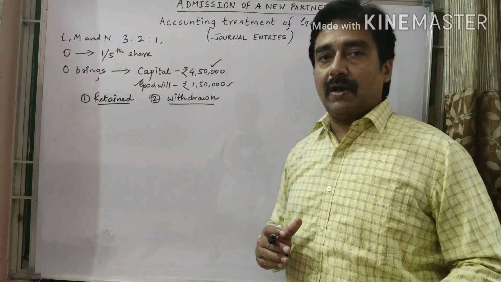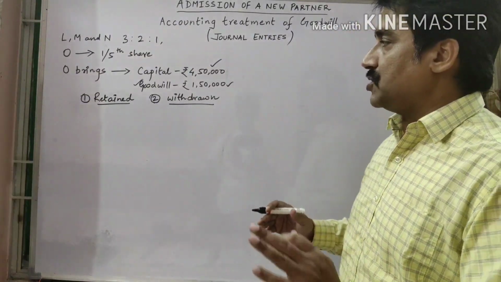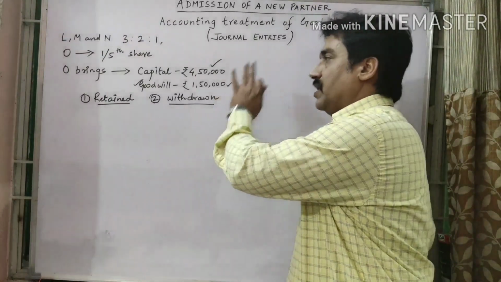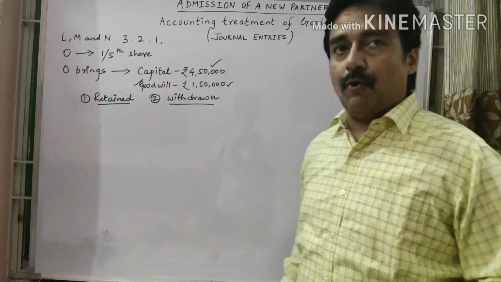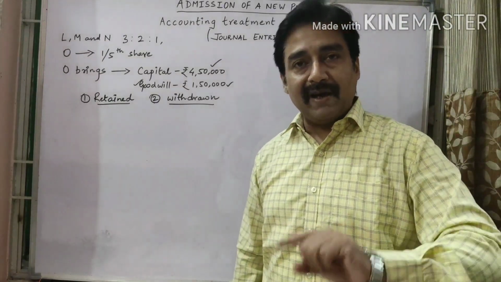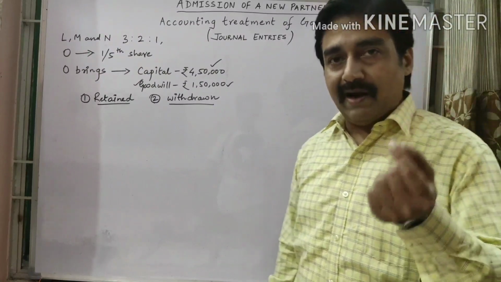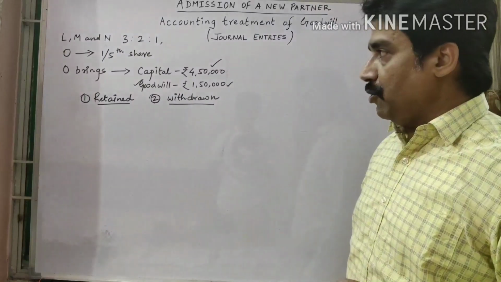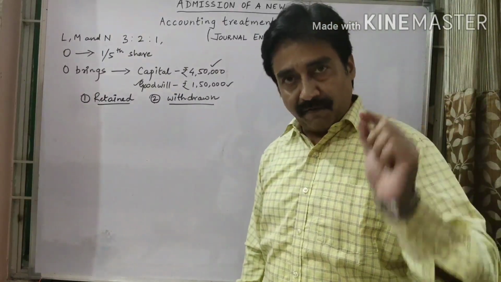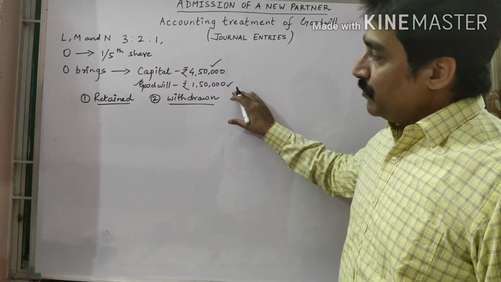Now in this question and many questions like this, you will find that the new partner's share of goodwill is directly given. I hope you understand what I mean to say. If the share of the new partner's goodwill is not given and instead the goodwill of the firm is given, then we have to calculate the share of goodwill of the new partner on the goodwill of the firm. But here we have the share of goodwill of the new partner directly given.